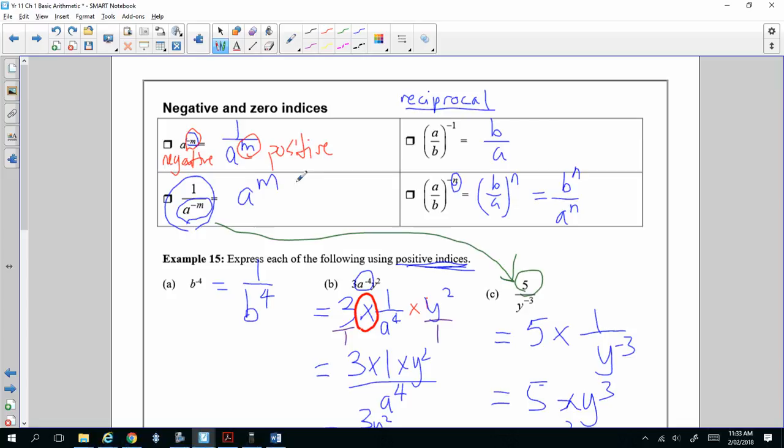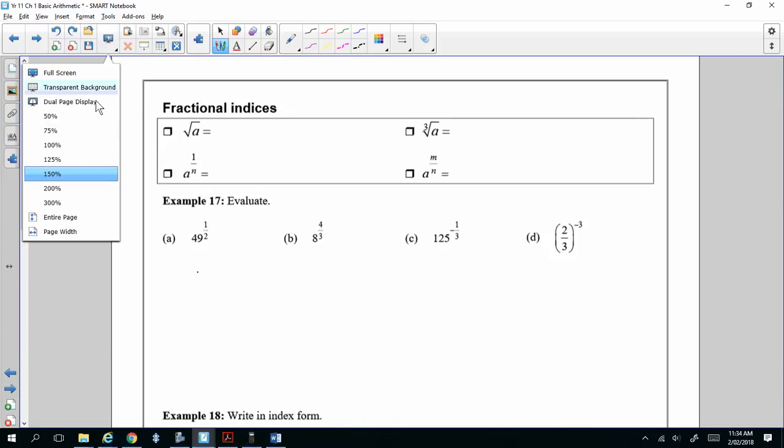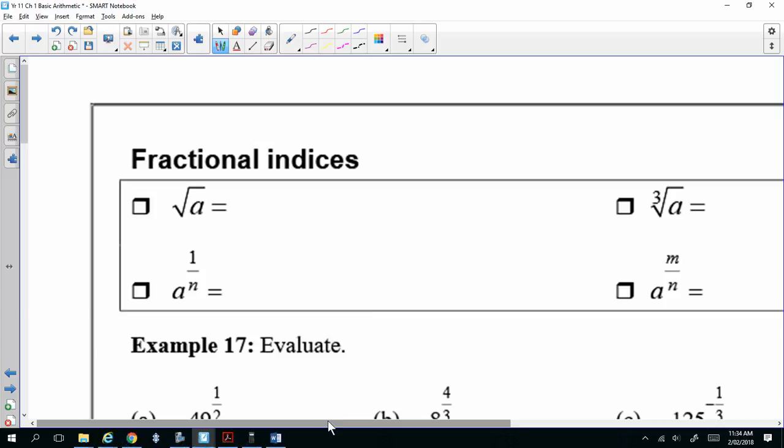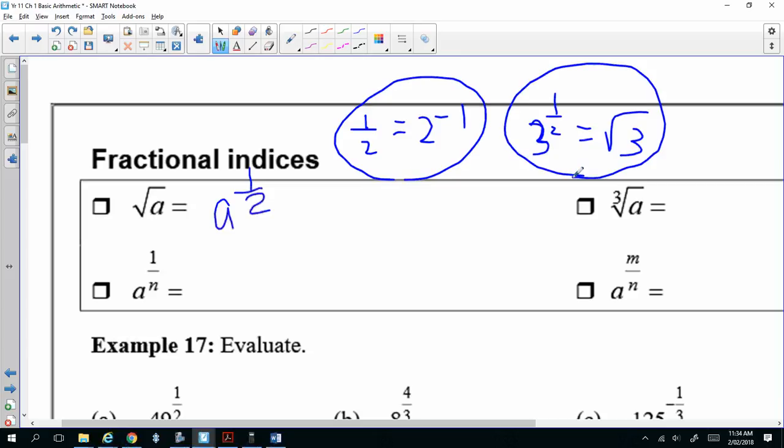Okay, fractional indices, square root of a is a to the power half. So very confusing. If I've got 1 over 2, say a half, you can write that as 2 to the power negative 1. But 3 to the power half means square root of 3. So people can get confused very easily. So make sure you see the differences between them. Okay? Alright, what if it's 1 over n? It means the nth root.